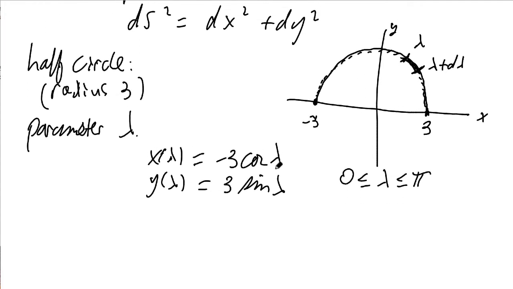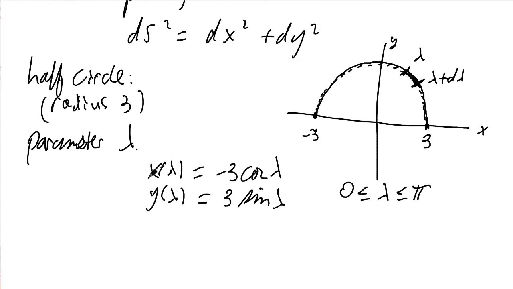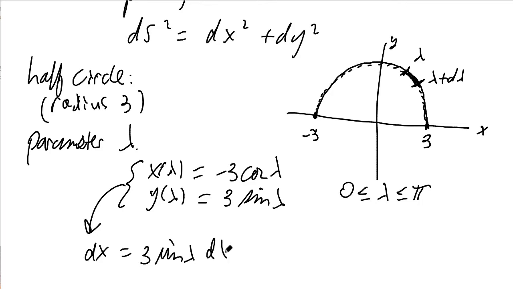Okay, so the calculation is simply use these expressions to compute dx and dy. So from here, we have dx is equal to 3 sine lambda d lambda, and dy is 3 cosine lambda d lambda. This gives us the change in x and y as we move from this point to this point.